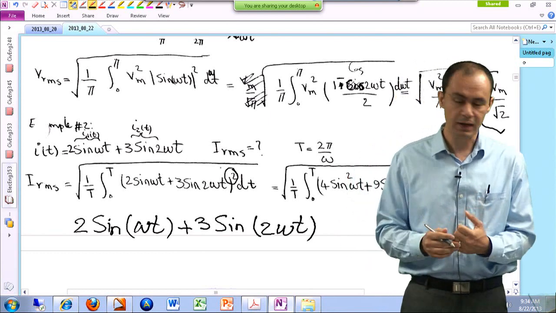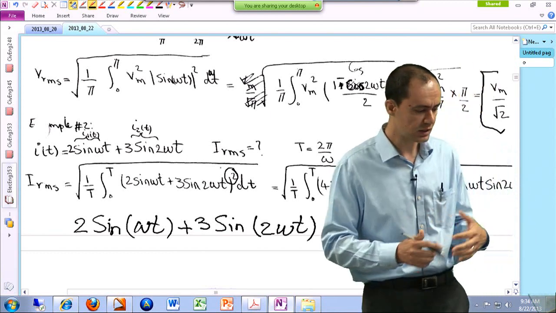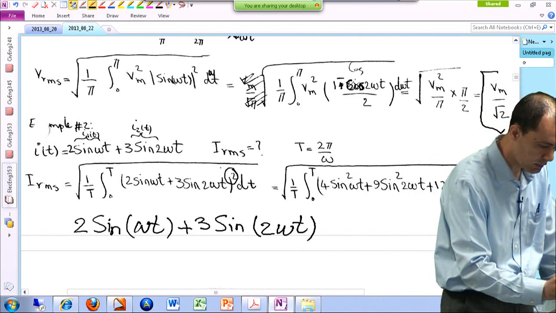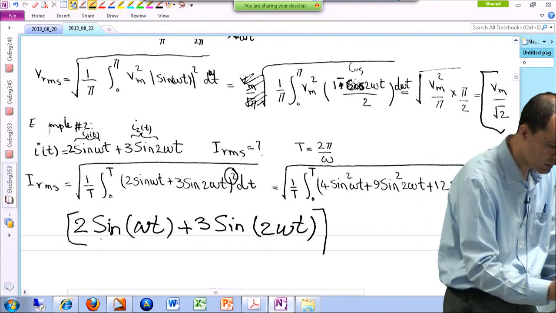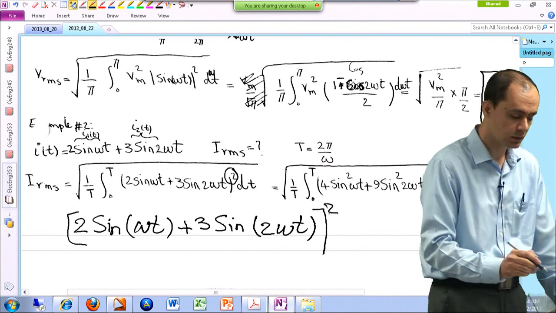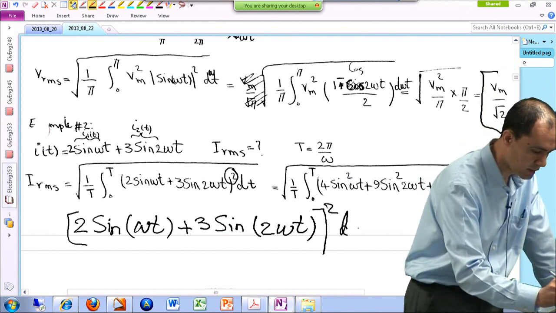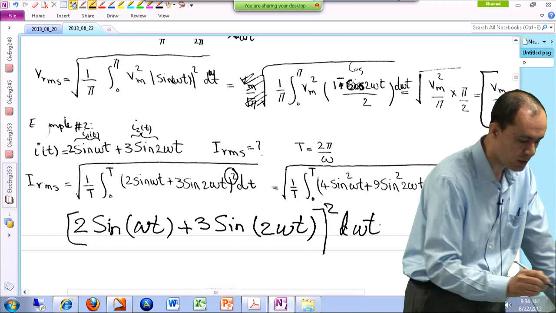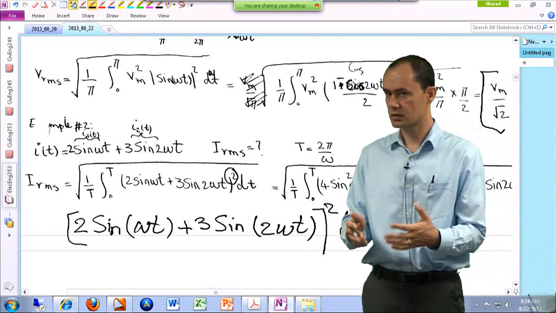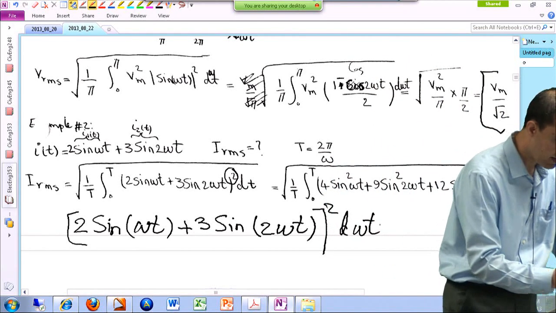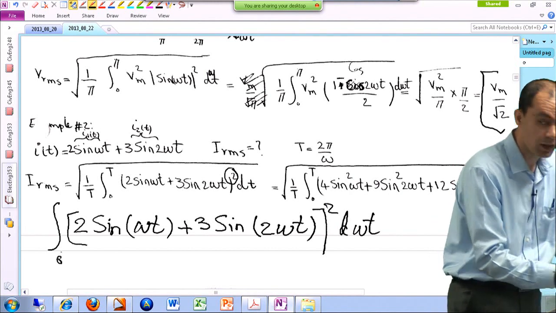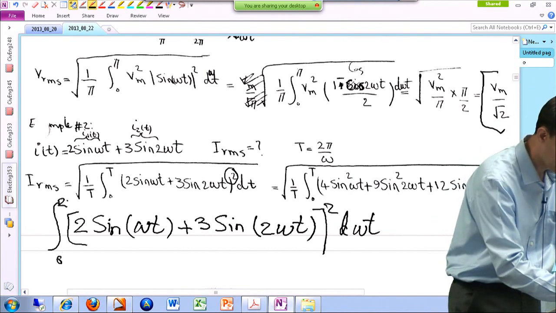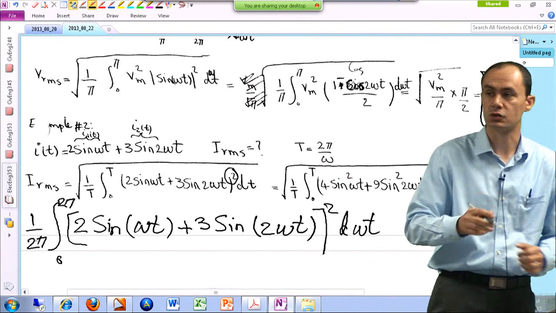Now, whenever omega t appears in your signals, instead of what I've written over here in my note, it's easier to multiply the signal by itself, and instead of the differentiation of time, use d omega t. That's much easier. And for that case, you have to go from 0 to 2 pi, and this would be 1 over 2 pi. And then get the square root of that.